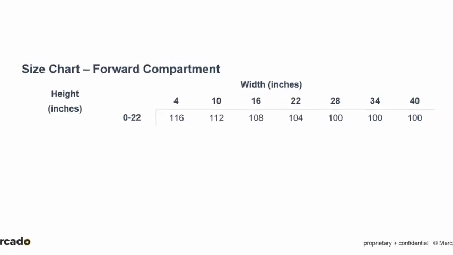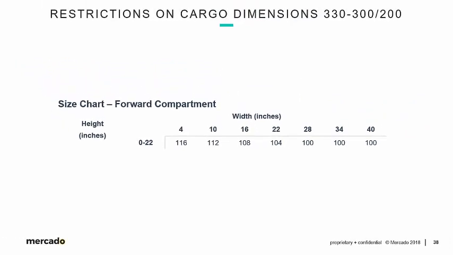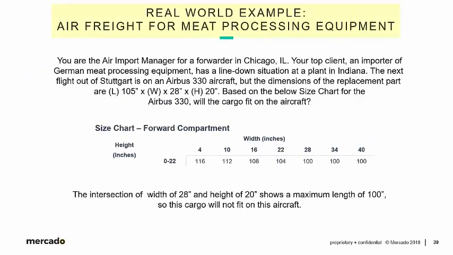Let's look at a real-world example that helps bring this story to life. In this real-world example, we're talking about air freight for meat processing equipment. You are the air import manager for a forwarder in Chicago, Illinois. Your top client, an importer of German meat processing equipment, has a line-down situation at a plant in Indiana. So it sounds like this importer sells to meat processing plants, and one of their customers has a line down.